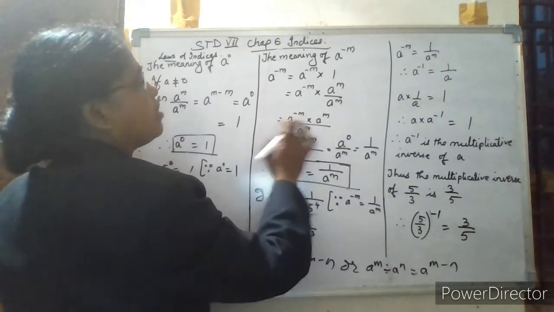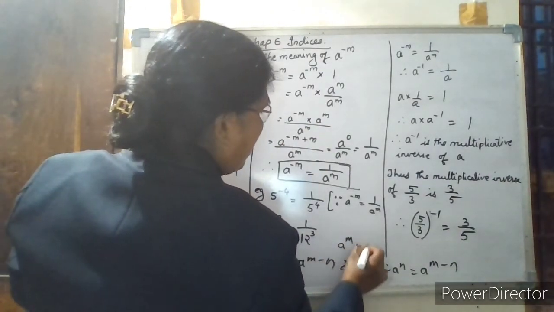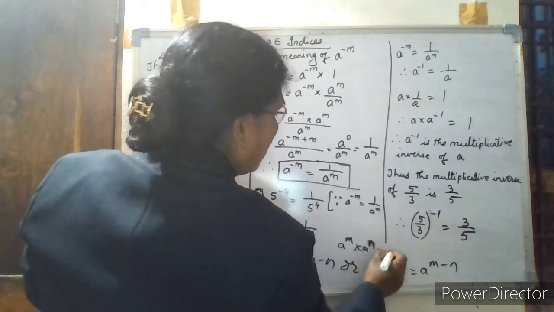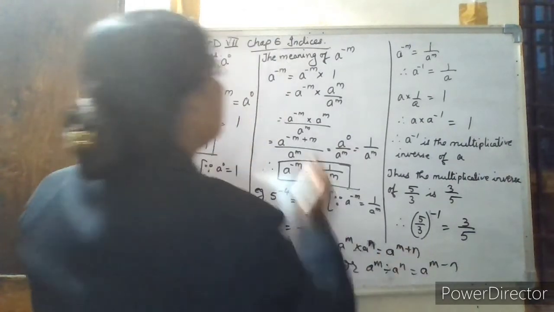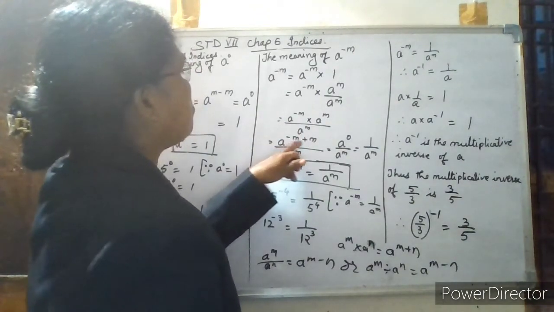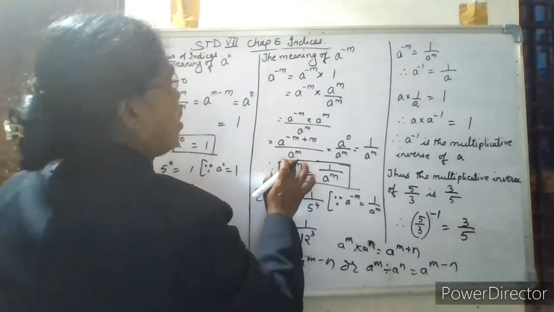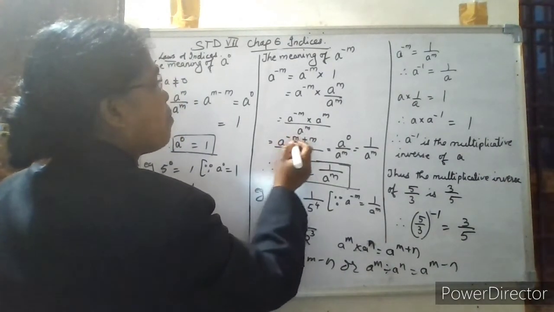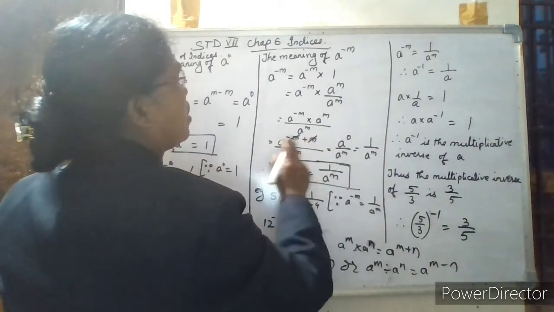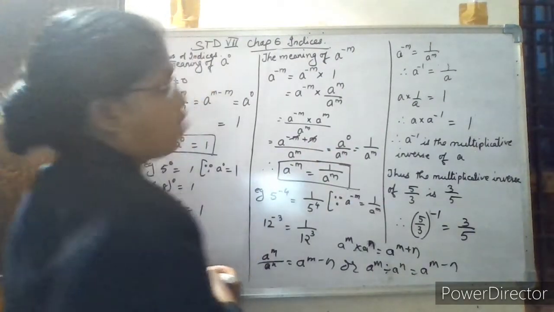This is like multiplication of indices. In multiplication of indices, a raised to m into a raised to n is equal to what? It is equal to a raised to m plus n. Using the same law here, it will be a raised to minus m plus m upon a raised to m as it is. Now this minus m and plus m cancel, so nothing is remaining, and we get a raised to 0 upon a raised to m.